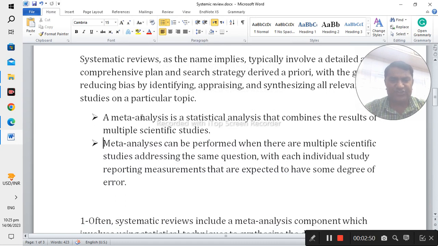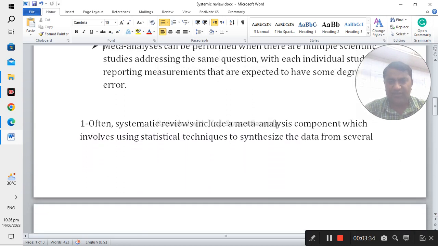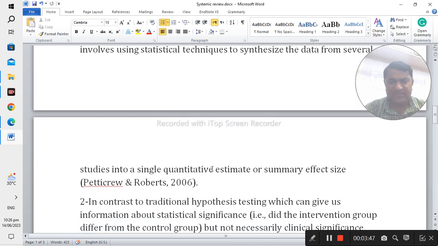Many researchers do not know what meta-analysis is. So meta-analysis is a statistical analysis that combines the results of multiple scientific studies. The meta-analysis can also be performed when there are multiple scientific studies addressing the same question, with each individual study reporting measurements that are expected to have some degree of error. Next, the systemic reviews include a meta-analysis component, which involves using statistical techniques to synthesize the data from several studies into a single quantitative estimate or summary effect size.